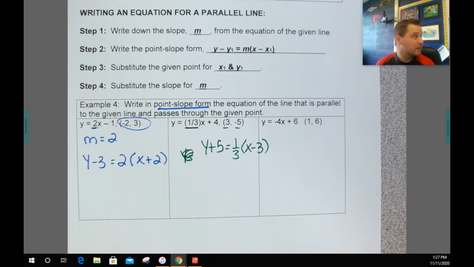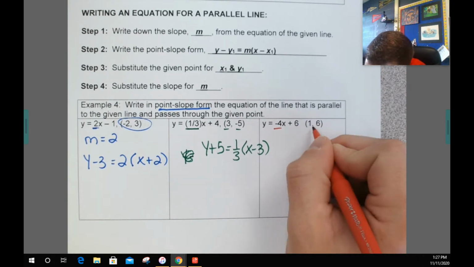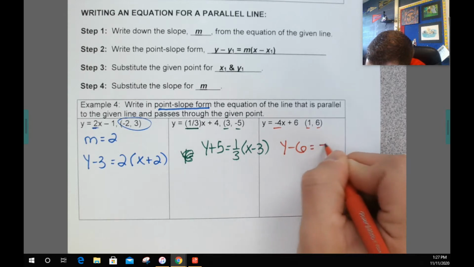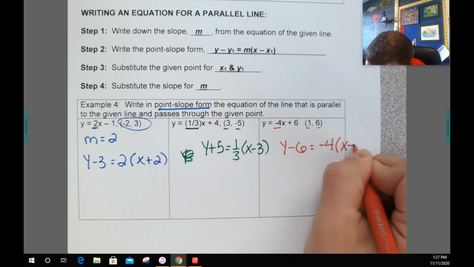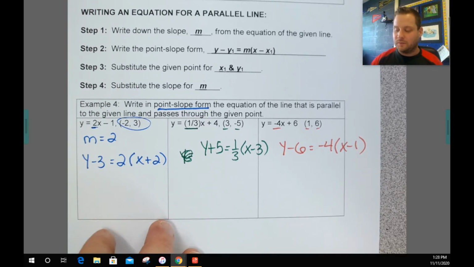And then lastly on the end, number one key, still find your slope. Here's our points. So it's going to be y minus 6 equals negative 4, x minus 1. So that's writing the equations in point-slope form for parallel lines. Like we said, the number one key, find your slope, and then from there, plug in your x1, y1.